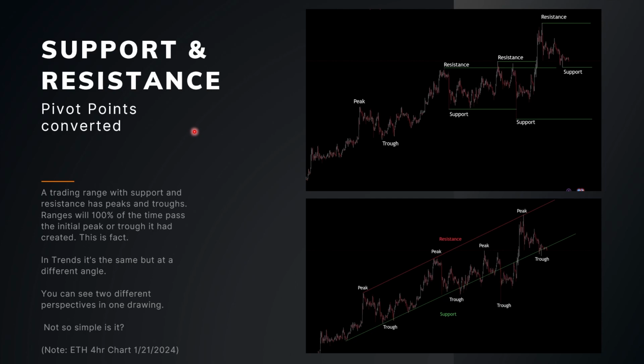A trading range with support and resistance has peaks and troughs, and ranges 100% of the time will pass the initial peak, or they will pass the initial trough, 100% of the time. And this is a fact because the price never just bounces between a range forever. One day it has to leave. It has to leave that range, or it has to leave that support or resistance, just like here. It always happens, and you have to be prepared.